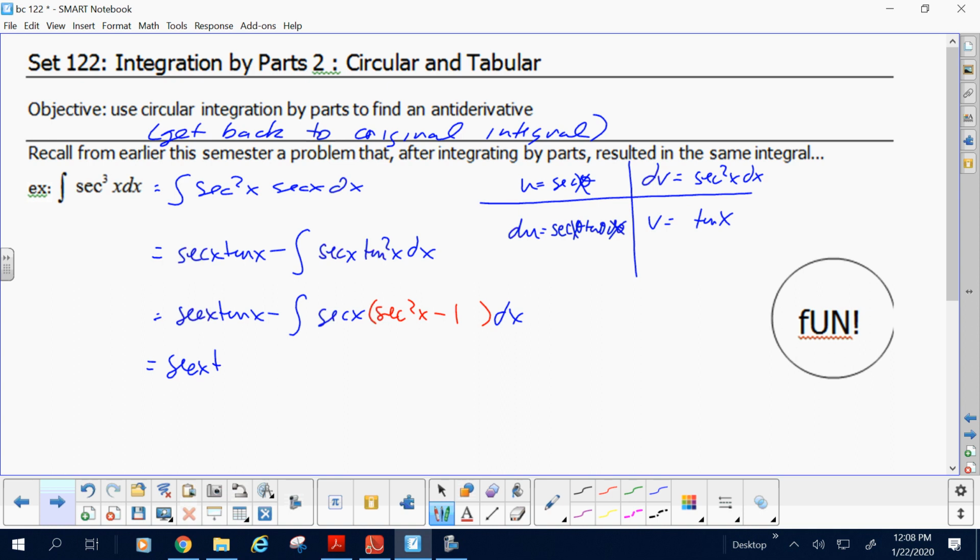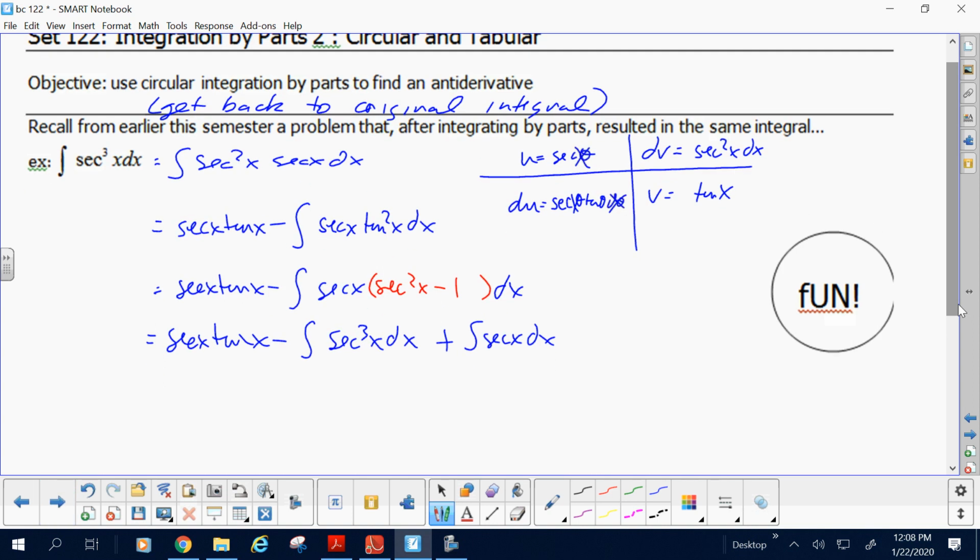secant tangent minus an integral of secant cubed, and I'm going to split the integrals and get a positive integral of secant. Do you see where I'm coming from? If I split the secant cubed and the secant into two separate integrals. Are we cool? Now what?